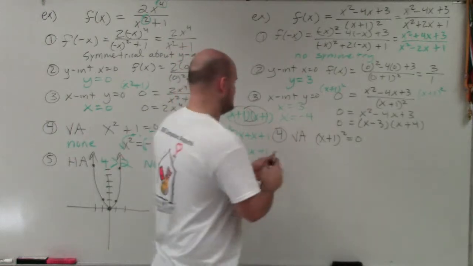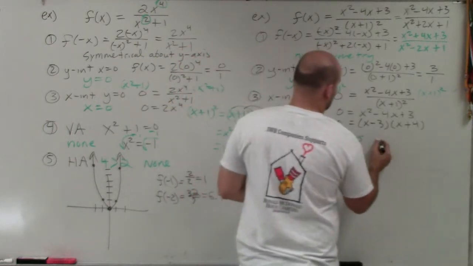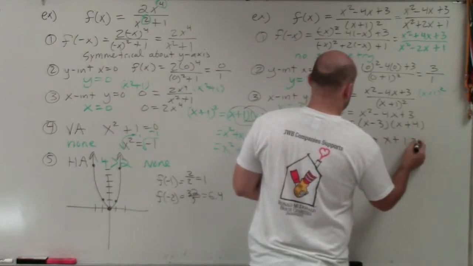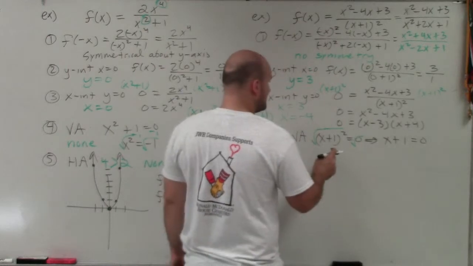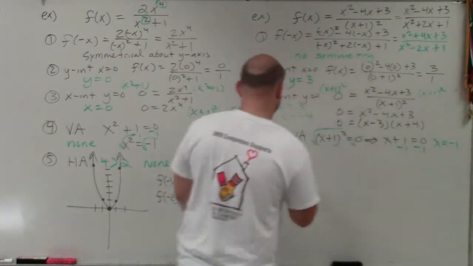So to go ahead and solve this, I'll take the square root of both sides to undo the squaring. And what I'm left with is x plus 1 is equal to 0. So therefore, I can say my vertical asymptote, when I subtract 1, is x equals negative 1.